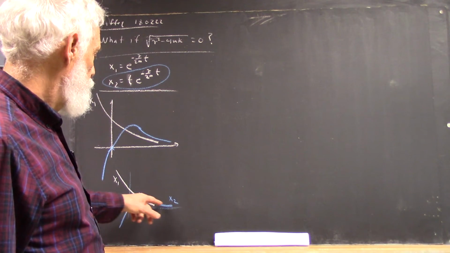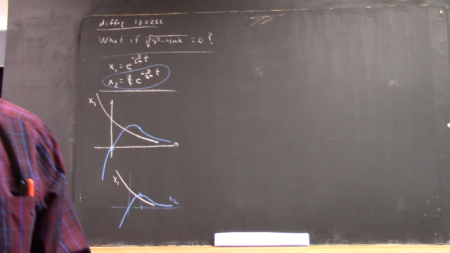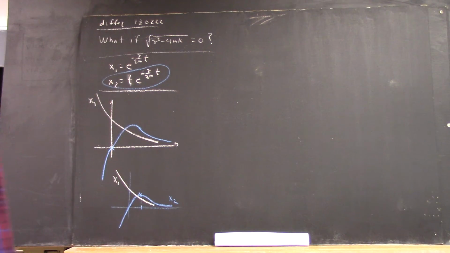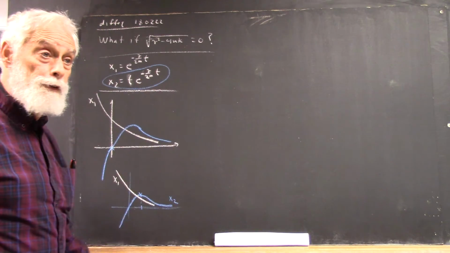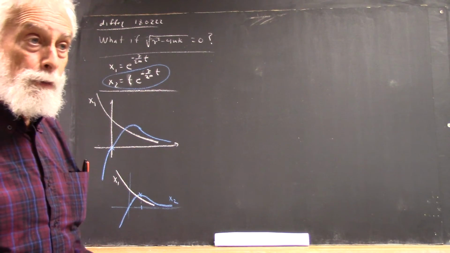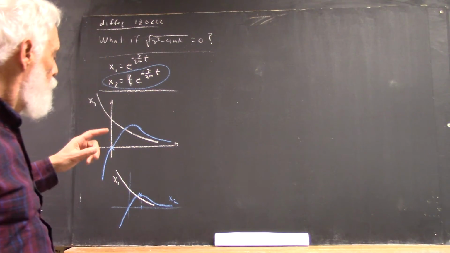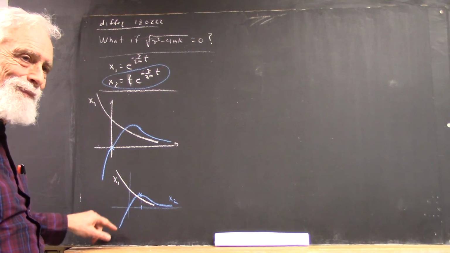So what's the motion look like if you have just x2? Now, if you have just x1, and that's also possible, you just have a decreasing exponential. That's perfectly plausible. What would you do to a pendulum to make this happen?